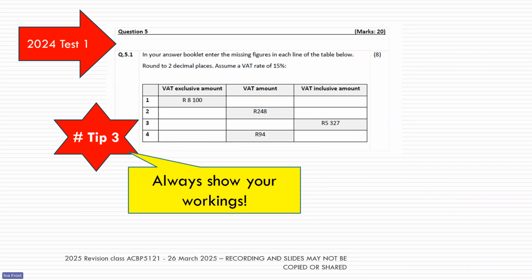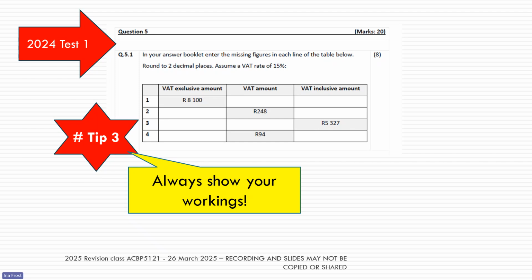So, back to last year's semester test. Here is our question number 5, and they're actually asking the student to play around between those three numbers. Can they work out the VAT inclusive amount? Can the student work out the VAT exclusive amount? Or can they just work out the VAT amount? In this little table, the student was given different amounts and had to find the gaps.